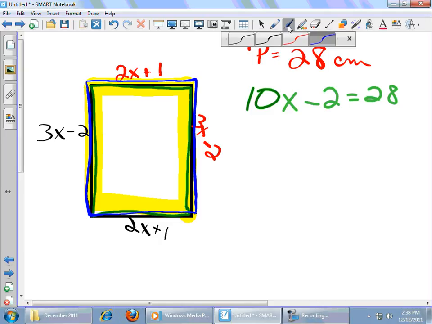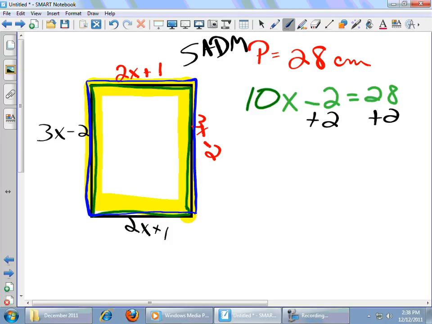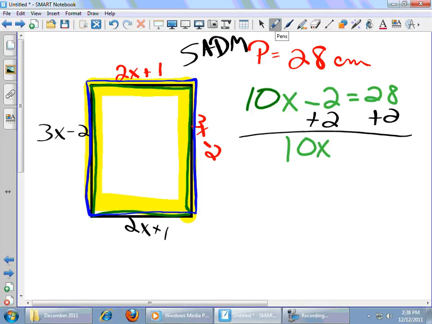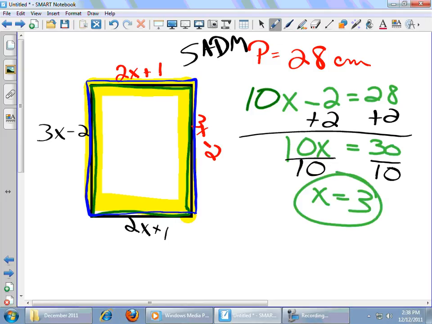Now I'll just listen to Saddam. There he is again, Saddam telling me what to do. And I'll add 2 to each side, giving me 10x equal to 30. And then I will divide by 10 on each side and discover that x equals 3. Now I'm not done with the problem. I've got to take this 3 here and stick it in for x.